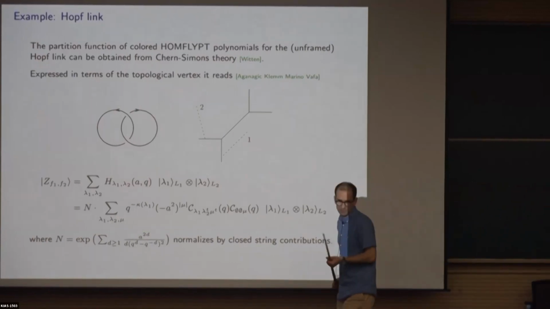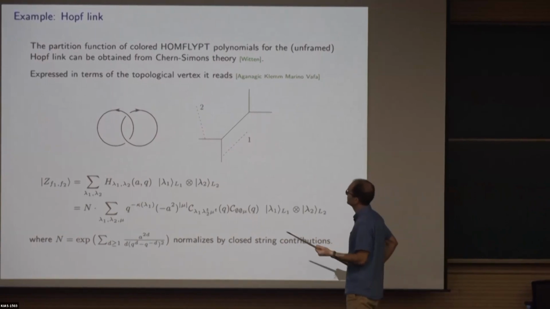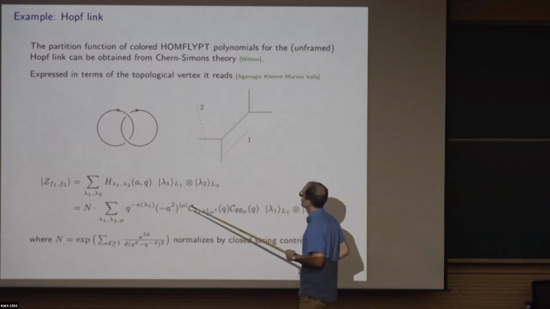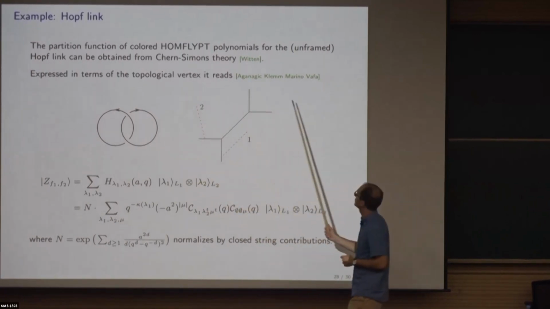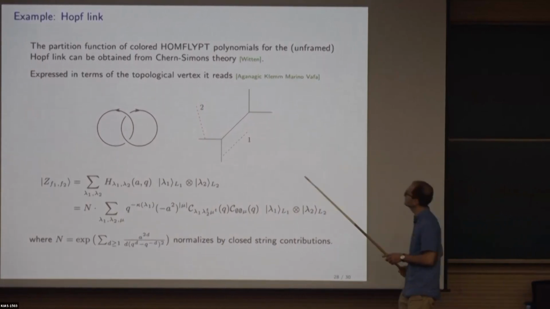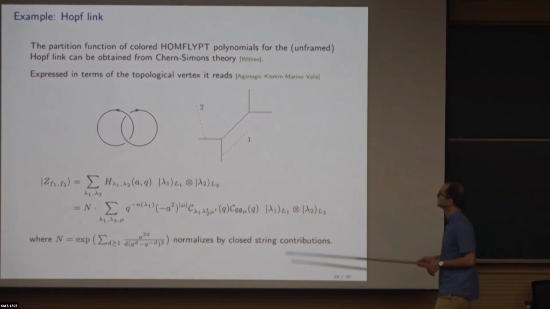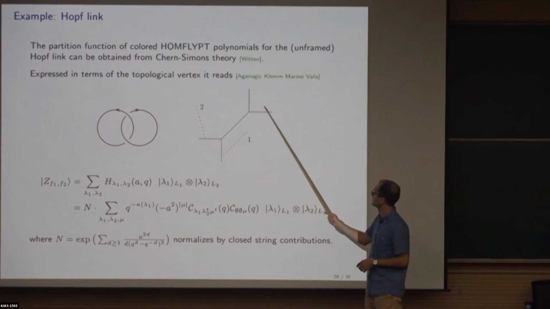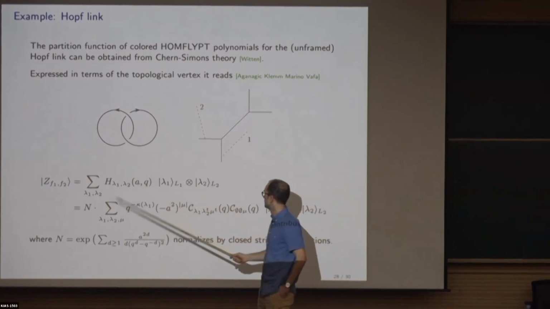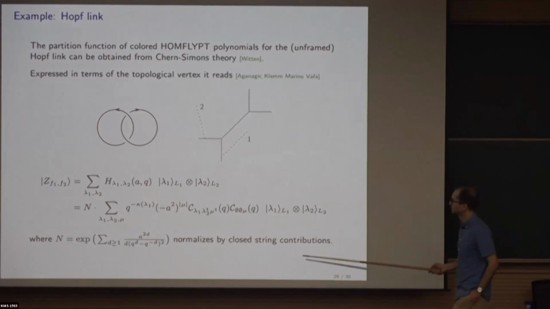Now, finally, the main result of the new upcoming paper is that we studied a link. So we took the Hopf link. You can compute the partition function of colored HOMFLY-PT polynomials for the Hopf link using Chern-Simons theory. This was done by Witten. Or, if you prefer, you can also express it in terms of the topological vertex. You take the resolved conifold with toric branes 1 and 2 on two external legs, and you can write down the partition function in this way using the topological vertex.